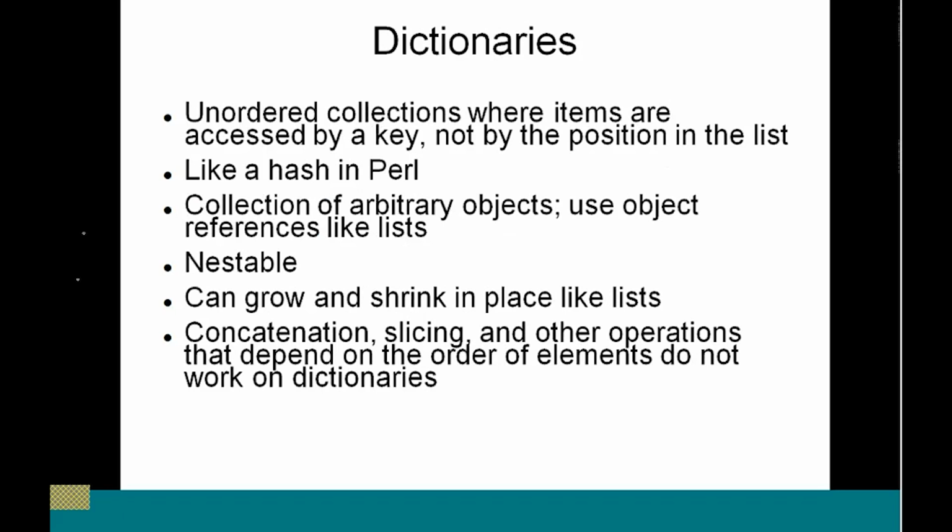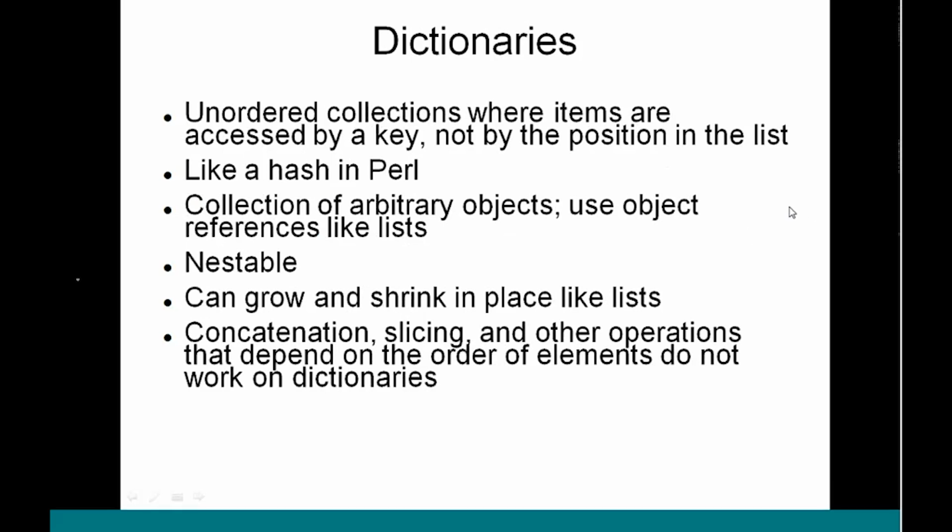The dictionaries are nothing but an unordered collection where items are accessed by a key and not by the position in the list. So a dictionary is just like a hash in Perl. The collections of arbitrary objects, and we can use object references like lists.